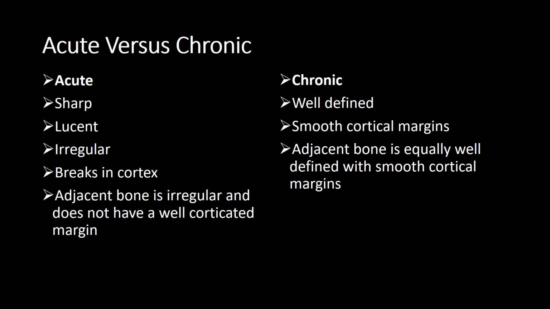Conversely, chronic appearances, things that are long-standing, have well-defined margins. They're smooth. You can see a cortex, and the adjacent bone is equally well defined with smooth cortical margins.